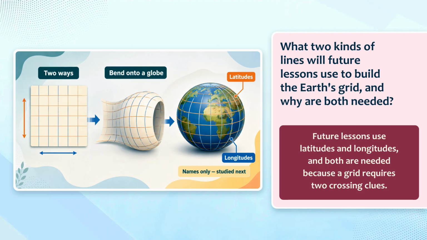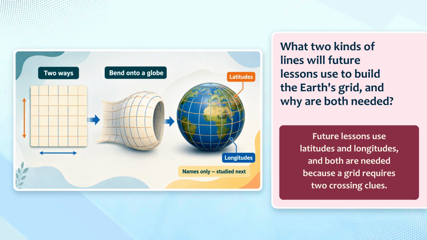What two kinds of lines will future lessons use to build the Earth's grid, and why are both needed? The labels and crossing patterns supply the response. Future lessons use latitudes and longitudes, and both are needed because a grid requires two crossing clues. This lesson introduces only their names and shared purpose.